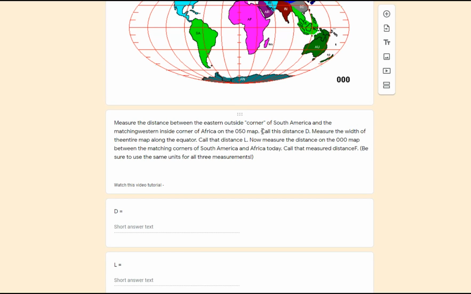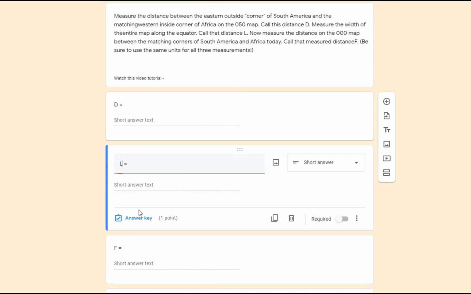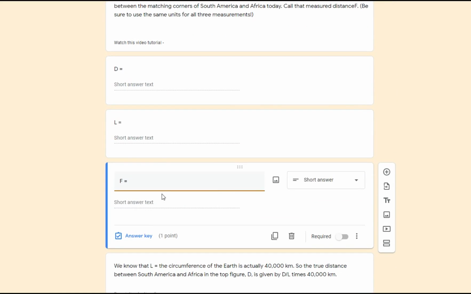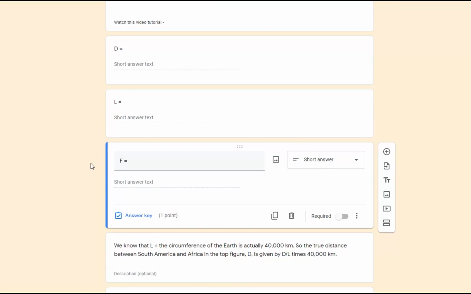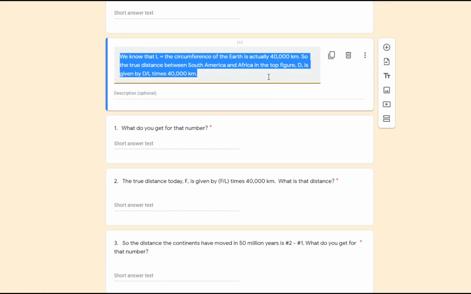Okay, so now that you've measured all those distances, D and L and F can be written down right into this Google form right here. Just type in your numbers. Now, the next part is doing some calculations with those numbers. You need to really follow this as it says. So it says we know that L is the circumference of the Earth, and that's actually in reality 40,000 kilometers.